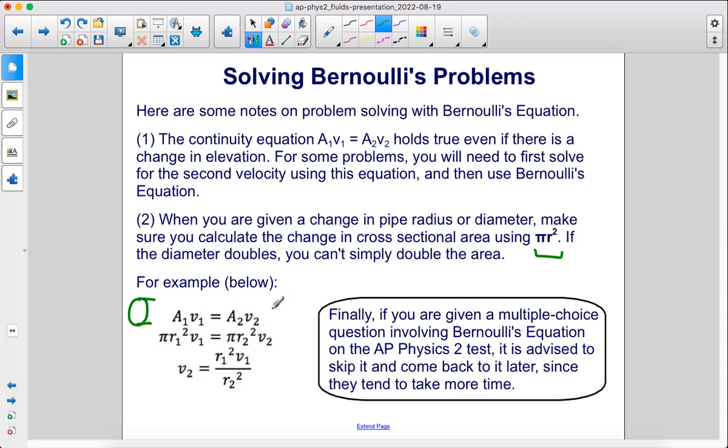Finally, if you are given a multiple choice question involving Bernoulli's equation on the AP Physics 2 test, it is advised to skip it and come back to it later, since these problems tend to take more time.